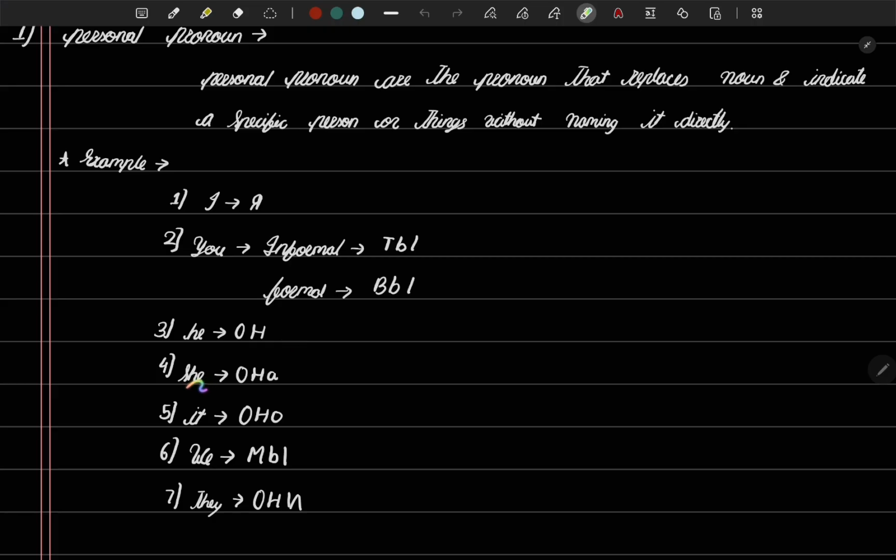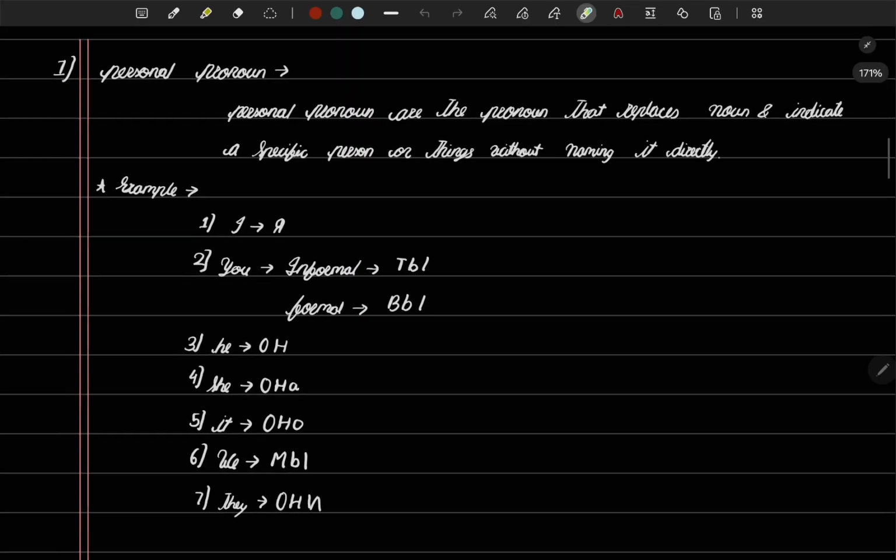On. The fourth one is she. In Russian, it is ona. The fifth one is it. In Russian, it is ono. The sixth one is we. In Russian, it is my. And the seventh one is they. In Russian, it is oni. So I hope you understand the personal pronoun. It is basically the pronoun that we use instead of a person's or a thing's name.